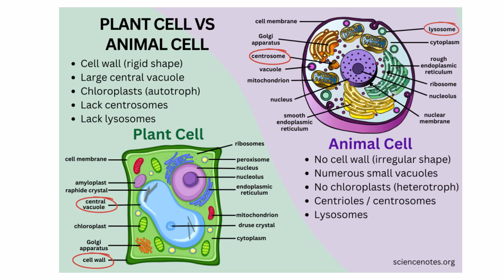Before we start looking at plant cells under the microscope, it's important to understand how plant cells compare to animal cells. Both plant and animal cells are eukaryotic, which means they contain a nucleus and membrane-bound organelles. However, there are several key differences that affect how these cells function. Plant cells have a cell wall, which gives them structure and rigidity. This is something animal cells do not have.